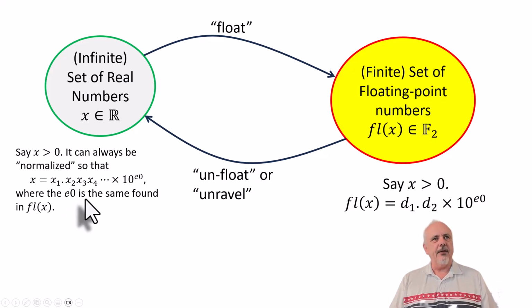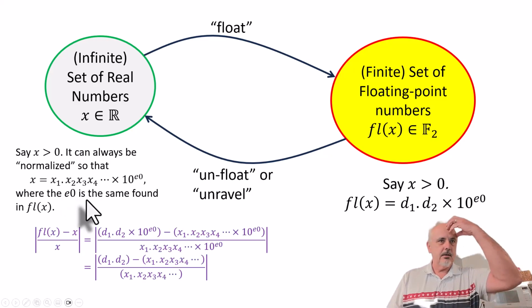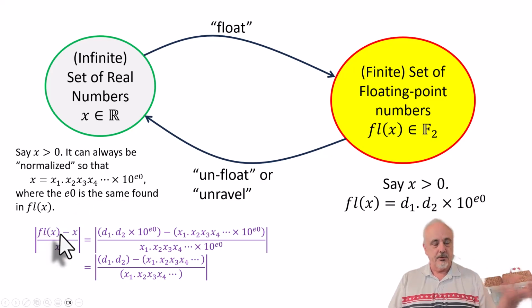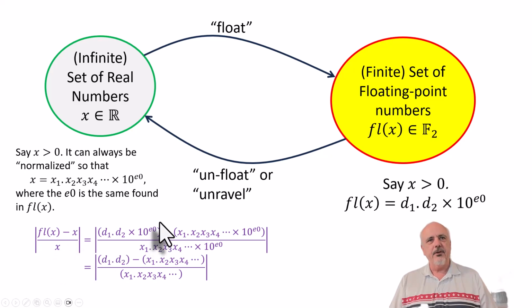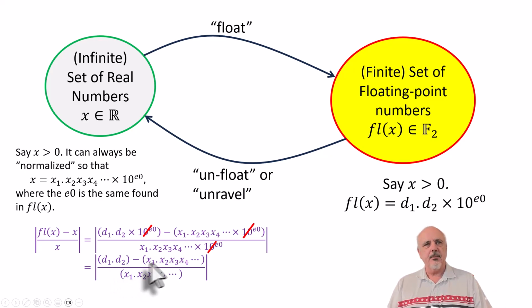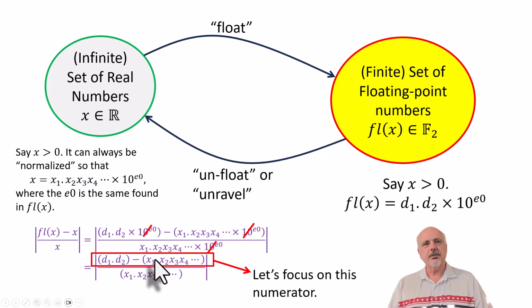Okay, so we want to think about that for a moment so that I can write this conveniently. So I've got the floated value, this will be the relative error: the floated value of x minus x, divided by x. I've got them configured so that I want to cancel the 10 to the E naught, whatever the E naught is, it doesn't matter. So it's all going to be canceled. And I get what I really want in the numerator, this difference that I want to investigate further. So I'm going to focus on that.